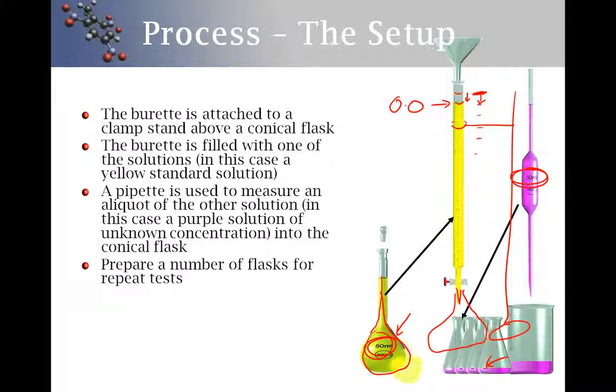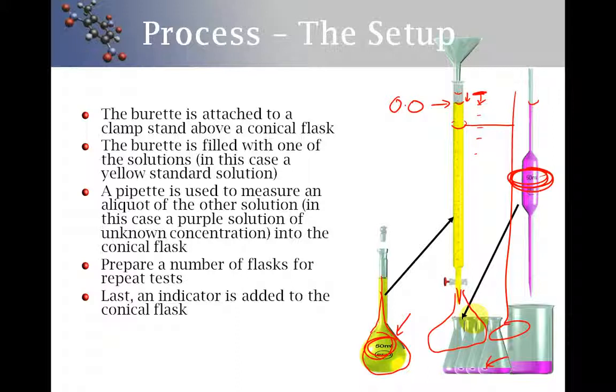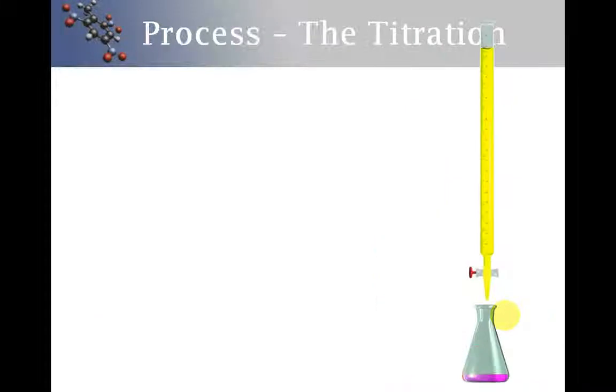So every single one of those has exactly 50 mils in, because that's what my pipette measures. At the 50 mil mark at the top, 50 mils exactly in each flask. Okay, how much time do we have? 6 minutes. Excellent. And last of all, I'm going to add some indicator, just a drop or two into every single flask, and this indicator will tell me when my reaction has finished. Okay, so that's the setup.